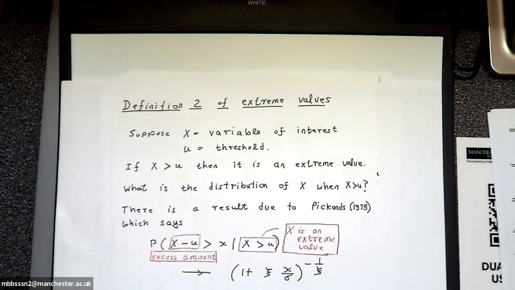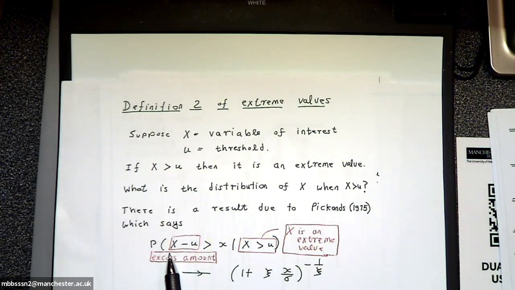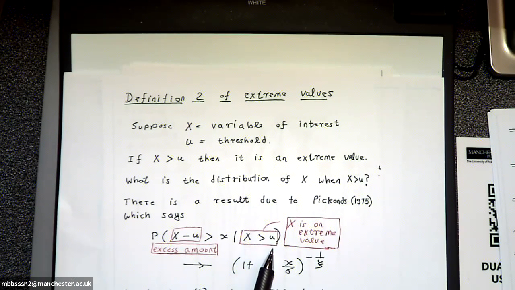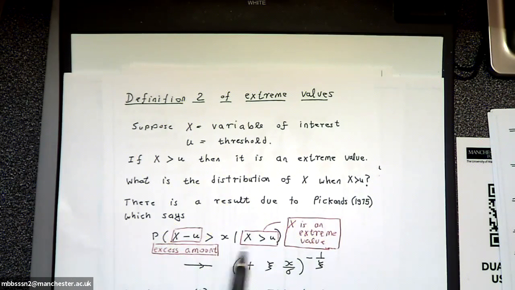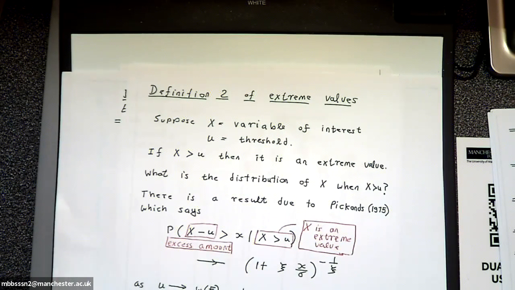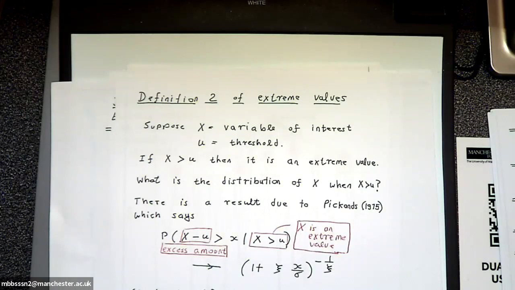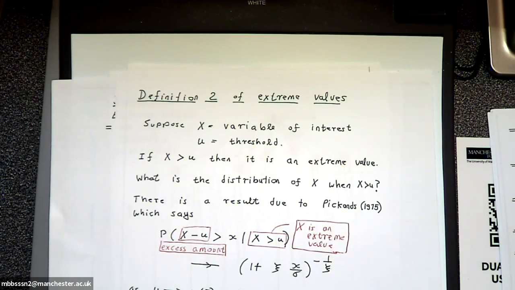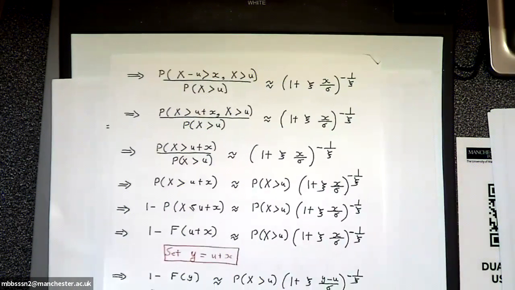Now, what it says is that if X is the variable of interest and U is the threshold, then the probability that X minus U, the excess amount, is greater than x, given X greater than U, which is the event that X is an extreme value, approaches this as U approaches the upper end point of F. This is a fundamental result in extreme value theory, due to James Pickands, an American statistician.